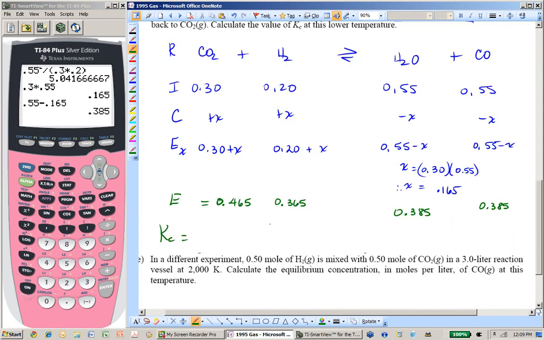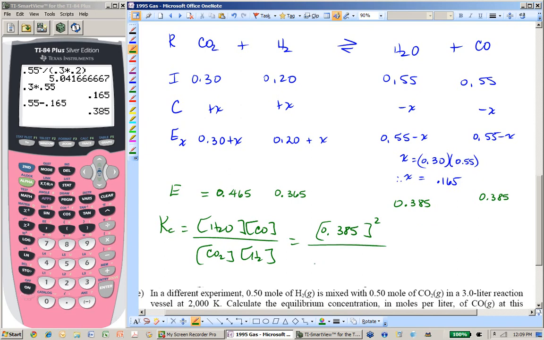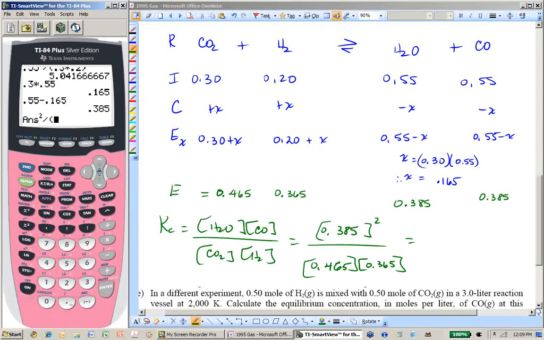So Kc is equal to all of that stuff put into the proper expression, still looking at the balanced equation. 0.385 squared over CO2, which is 0.465, and 0.365 for the H2. So what I've got sitting in my calculator is 0.385 squared divided by, open a paren, 0.465 times 0.365, close the paren, equals 0.87.